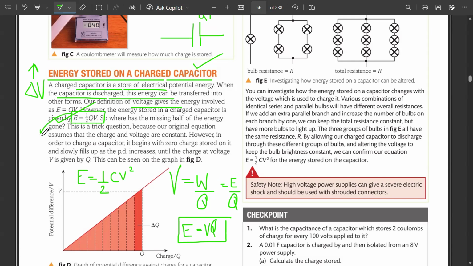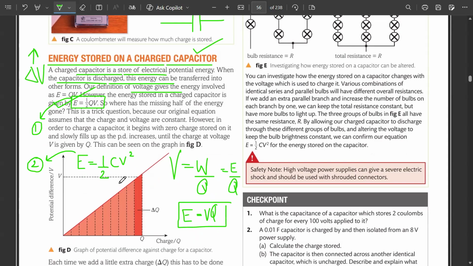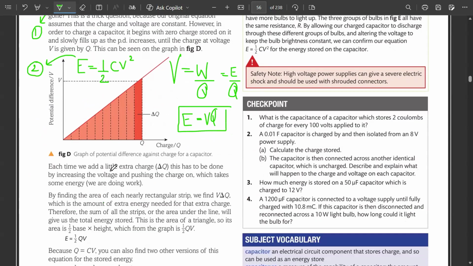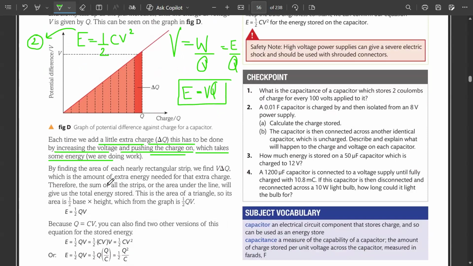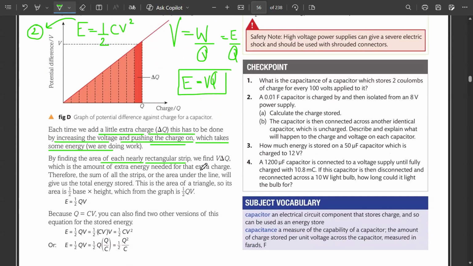Either you can use this formula, E is equal to half QV, to find the electrical energy stored in a capacitor, or this is the second formula that you can use to find the energy stored in the capacitor as well. Each time we add a little extra charge, this has to be done by increasing the voltage and pushing the charge on as well, which takes some energy. We are doing work. By finding the area of each nearly rectangular strip, we also find V into Q, which is the amount of extra energy needed.